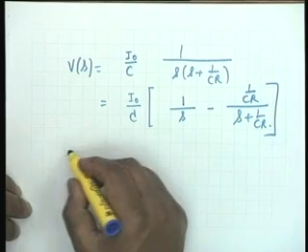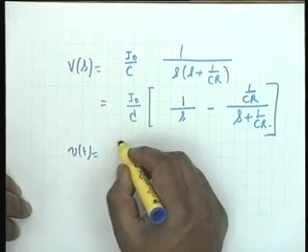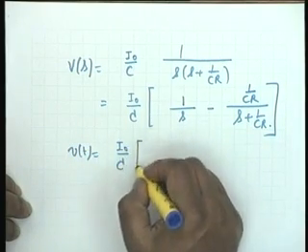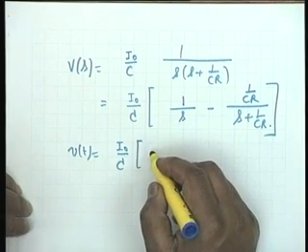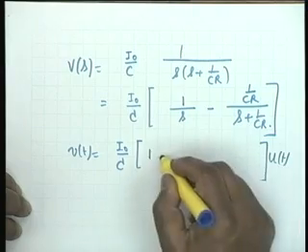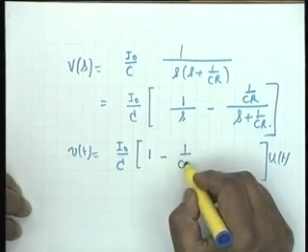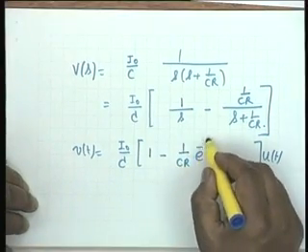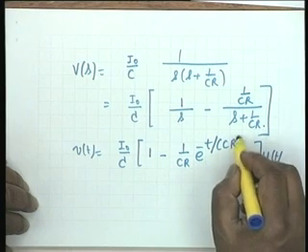And therefore V of t would be equal to I0 by C. 1 by s is u of t, which I will take out, minus 1 over CR e to the minus t divided by CR.